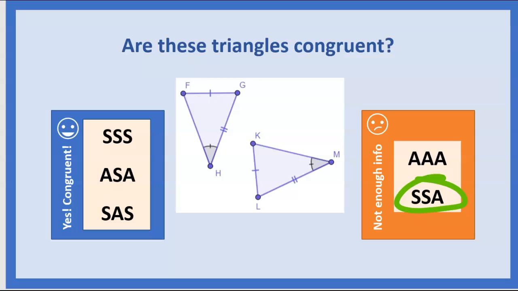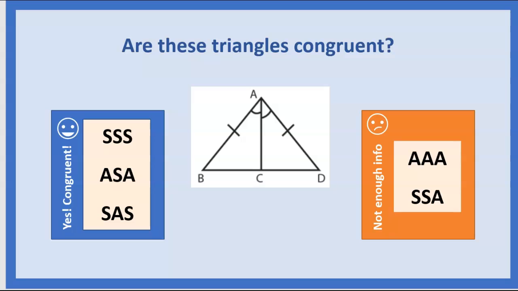We can't say for sure, we can't say they're not, but this is side, side, not included angle. This would be the included angle, so this is the not included angle down here, or one of the not included angles. Over here we have side, side, not included angle. We said that one is not enough info to guarantee congruence. One more of these. Are these triangles congruent?